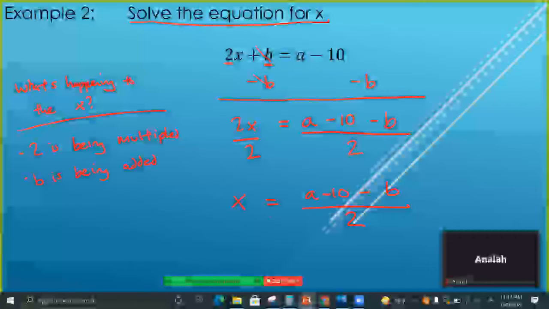Any questions on this example 2 and solving for x here? Please, comments, concerns. Okay. No questions. I'm going to try another example with you then.